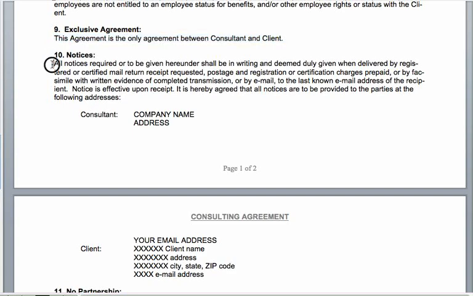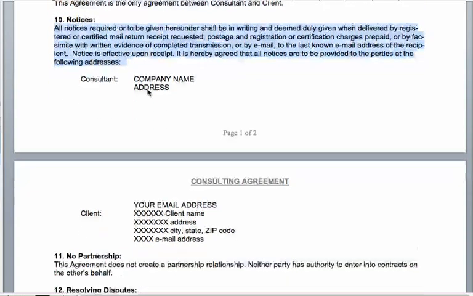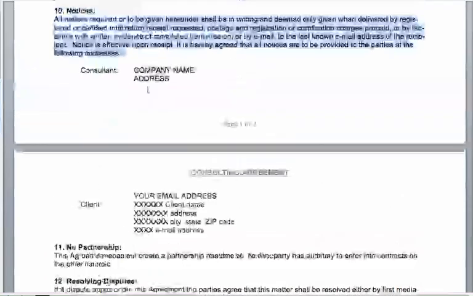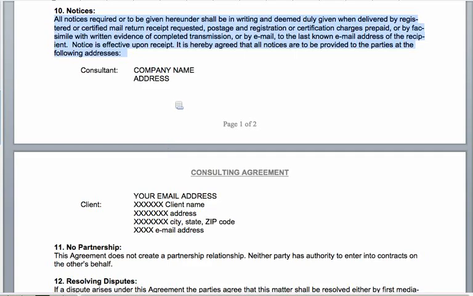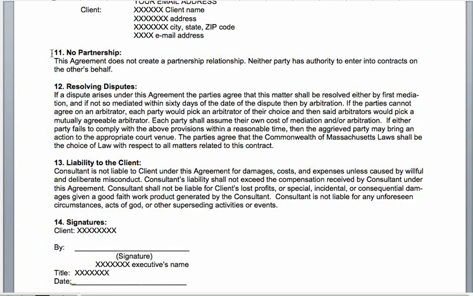As far as the notices clause, this basically just specifies the addresses and email addresses for you and your client where you would send notices that are required under this agreement. Also, it's a good idea to indicate that this agreement does not establish a partnership between you and your client, and that neither the client nor you have the authority to enter into contracts on the other's behalf. That's very important.